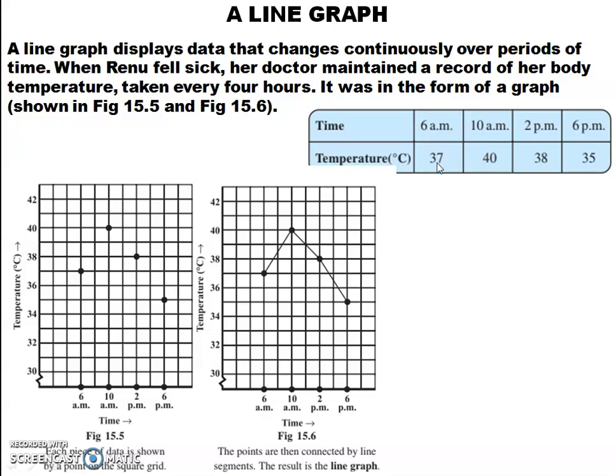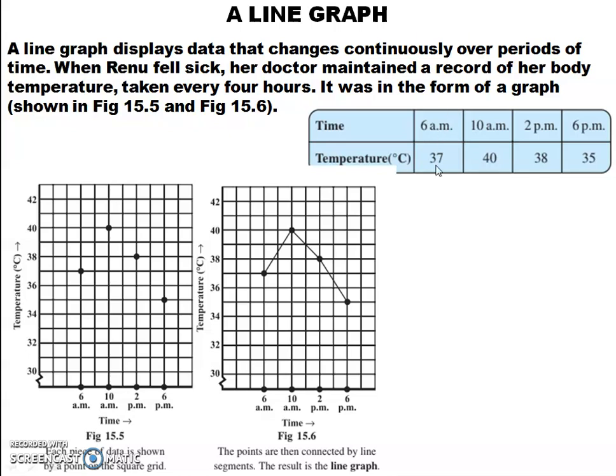At 6 a.m. she was 37 degrees Celsius. 10 a.m., 40 degrees Celsius. 2 p.m., 38 degrees Celsius. 6 p.m., 35 degrees Celsius. Okay children. Now the construction is the same as a bar graph. This is the y-axis. This is the x-axis. On the x-axis we have the time. On the y-axis we have the temperature. Students, just know how to interpret this. Construction we will be dealing with later.